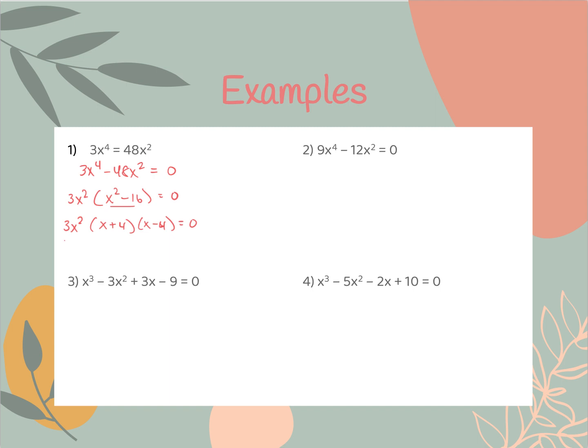And when we're solving, remember that we set each factor equal to 0. So we divide both sides by 3. We get x squared equals 0. And x is 0. Obviously, if you take the square root, you're going to get x is positive or negative 0. But again, 0 can't be positive or negative, and so it's just 0. And then this one here, x plus 4 equals 0. So x is negative 4. And here, x minus 4 equals 0, so x is 4. And notice that we have three solutions. We've got 0, negative 4, and 4.